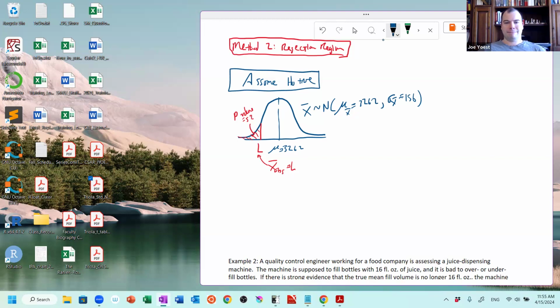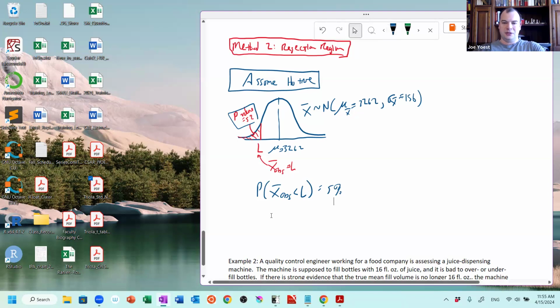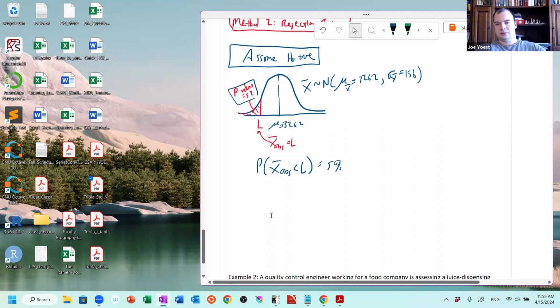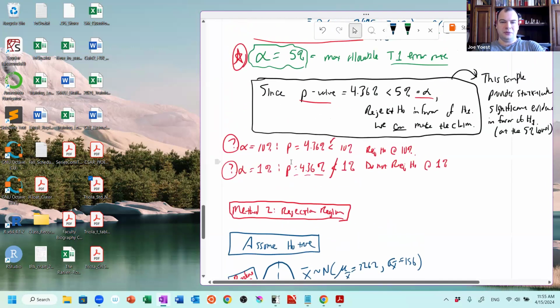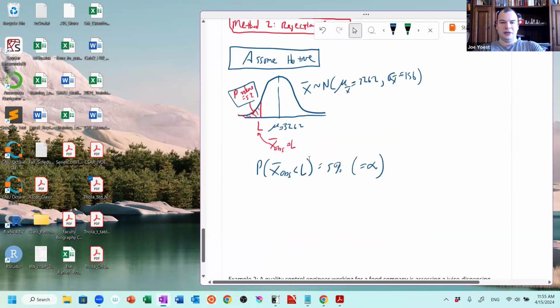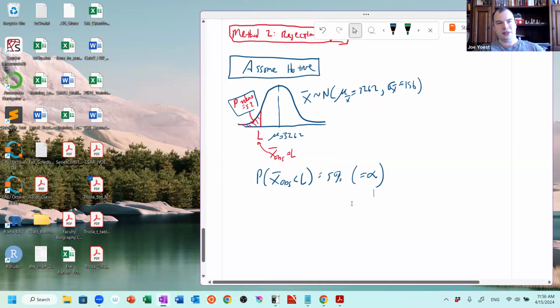So I'm looking for the L that gives me an area to the left of alpha, the significance level. So I'm looking for probability X bar observed less than L equals 5%. In other words, I'm looking for the 5th percentile of this distribution. Why did I choose 5%? Because that's alpha. Here I build alpha in from the very beginning, right? The previous way, I didn't use alpha at all until the very end. Here I'm using alpha at the very beginning. If I wanted to change alpha, I would have to rework all of the work that I'm about to do.